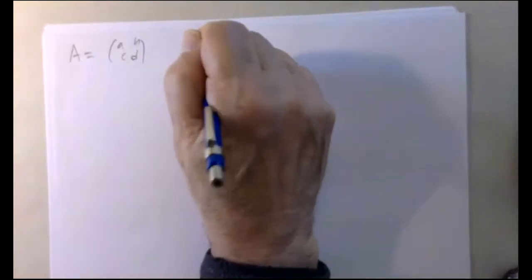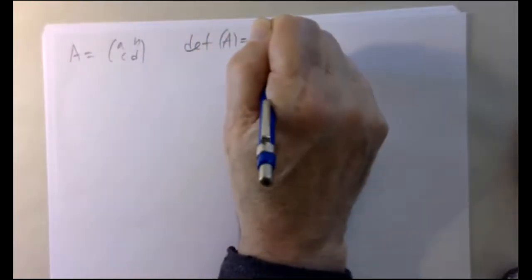Now, we've seen that matrix multiplication is associative. There's an identity. We would like to know if there's an inverse. And the answer is, for a 2 by 2 matrix, sometimes yes and sometimes no. So suppose you have A is the matrix A, B, C, D, and let's suppose that the determinant of A happens to be 1.